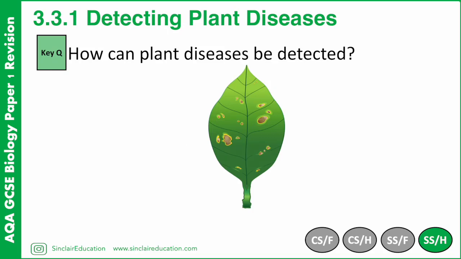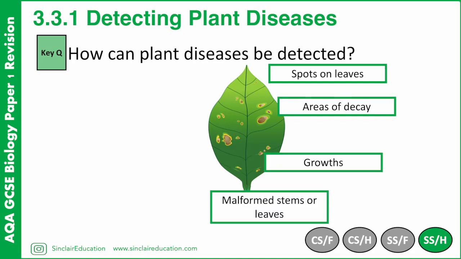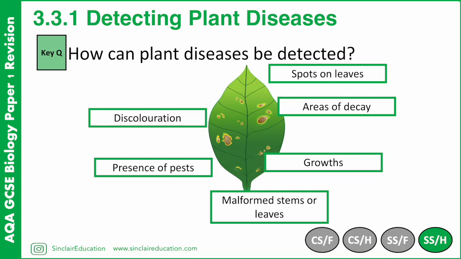The last section of this is looking at plant diseases. Now, these can be detected, and that's the idea of looking at a plant and realising that it's ill. With this, you might see spots on leaves, areas of decay, or weird growths forming on it. The stem or leaf might look a funny shape, pests might be present, and we could see discoloration of the leaf as well as stunted growth. So those are things we might see on a plant that indicate it might be ill.